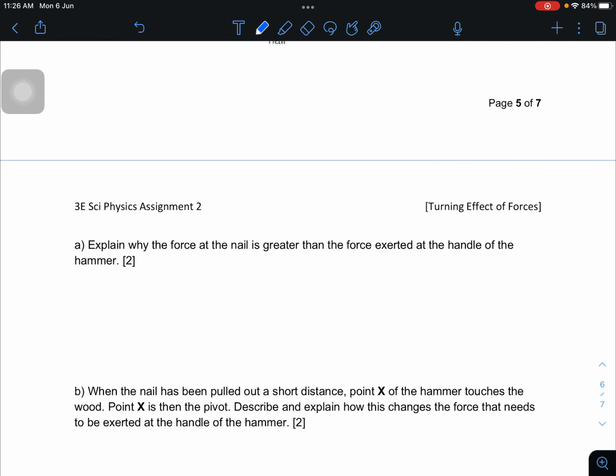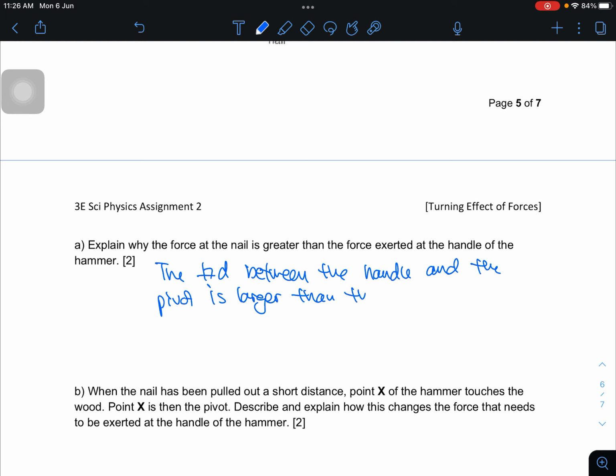Why is the force at the nail greater? The perpendicular distance between the handle and the pivot is larger than the perpendicular distance between the nail and the pivot.